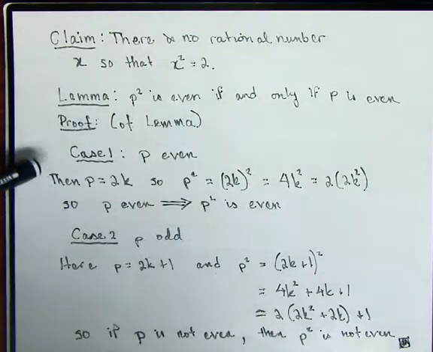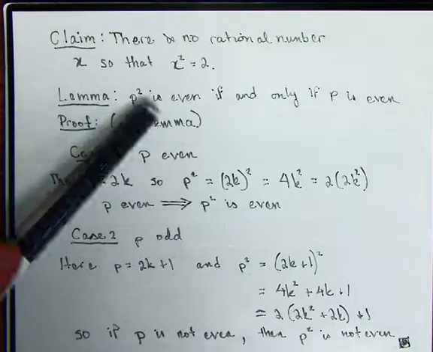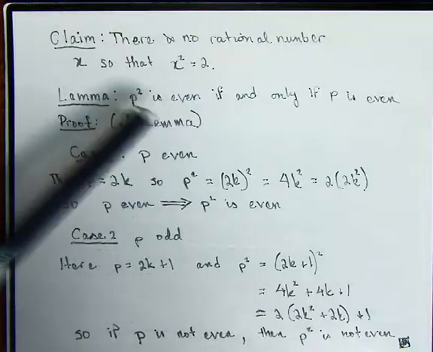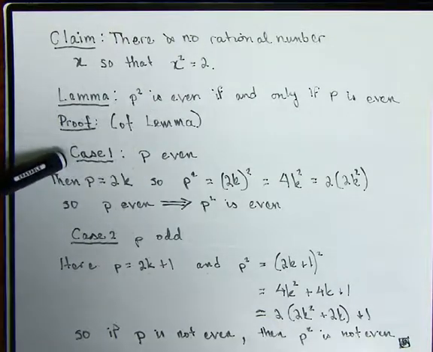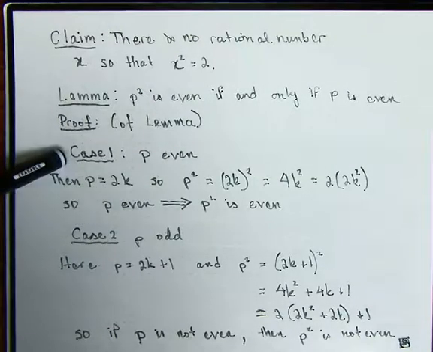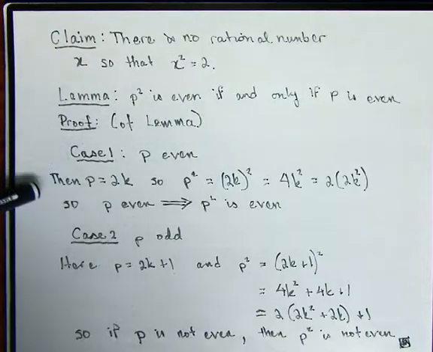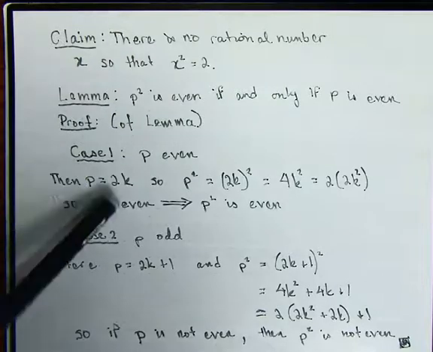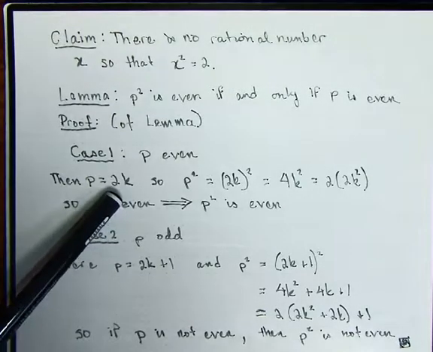So let's go through the proof of this lemma. This is something that is especially nice to prove by looking at different cases. The claim involves p squared being even, but we're actually going to look at the value of p. So case 1, p is even. If p is even, that means it is a multiple of 2, so it must be equal to 2k for some other integer k.